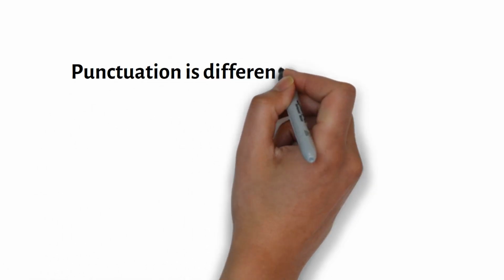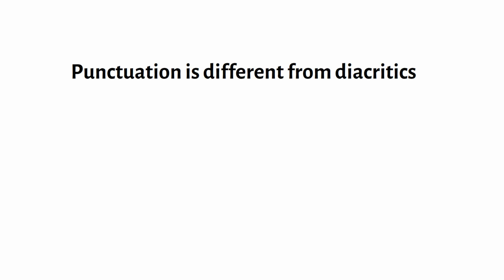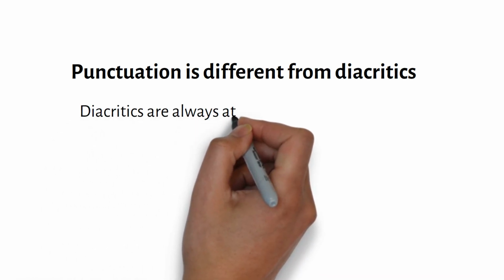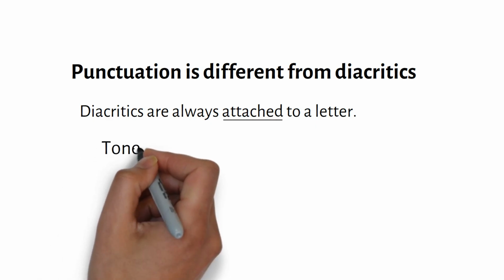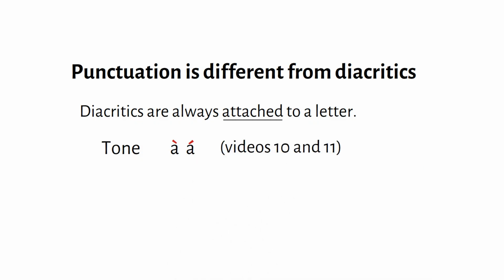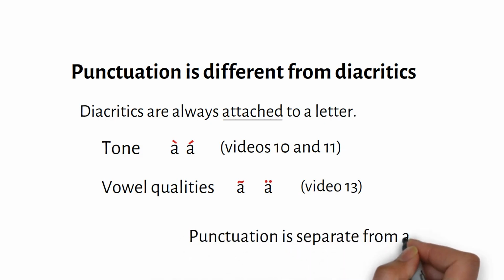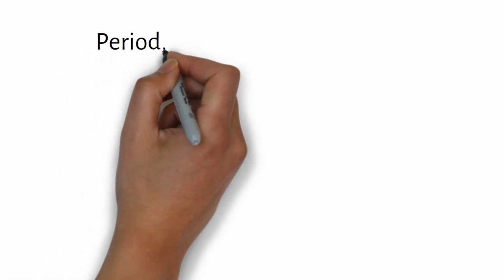I need to say that punctuation is different from diacritics. Diacritics are always attached to a symbol, modifying it. We saw these for tone in videos 10 and 11, and for other vowel differences in video 13. Diacritics are part of these letters, but punctuation is separate from a letter. There are lots of punctuation marks, and we can't cover them all. But let's talk about the most common ones and how they are used.